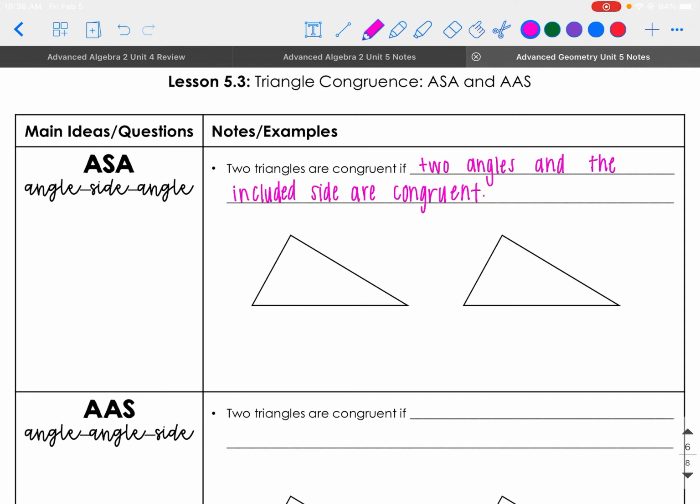And you may ask, what is the included side? It is the side that runs between the two angles. So wherever our two angles are that are congruent, we want the side that's connecting them. For example, let's say these two angles are congruent. Now the included side would be this side that goes between them. If we have that information, that is enough to say that those two triangles are congruent.